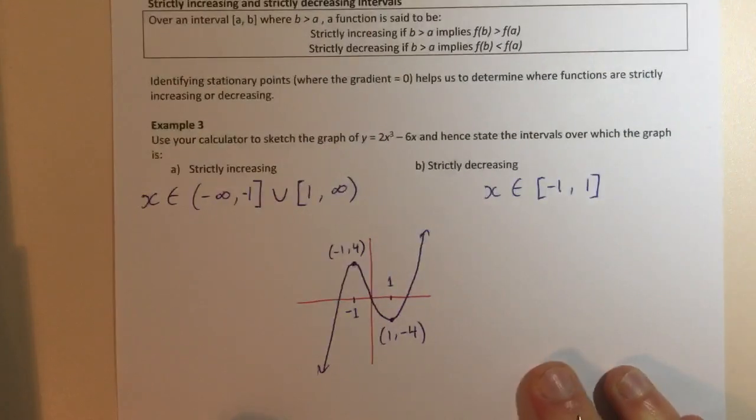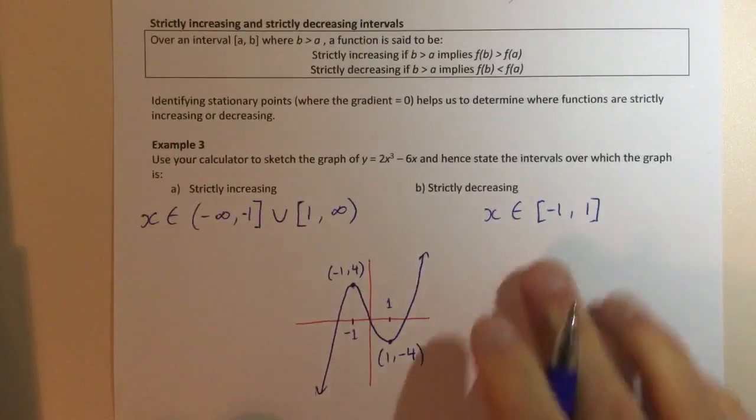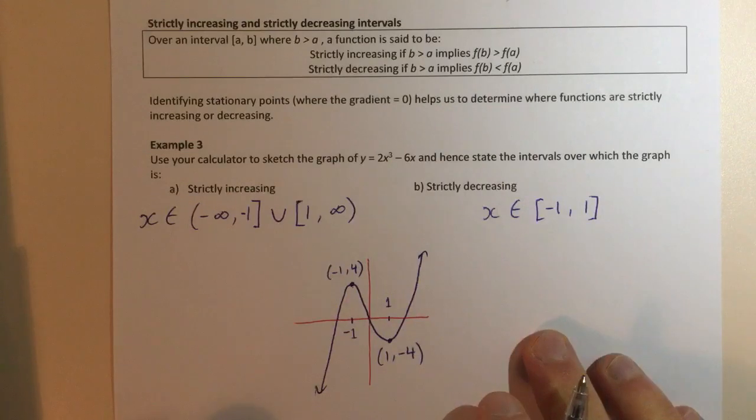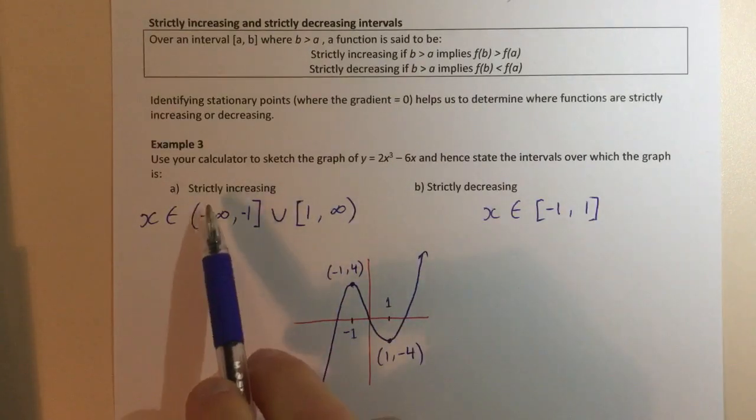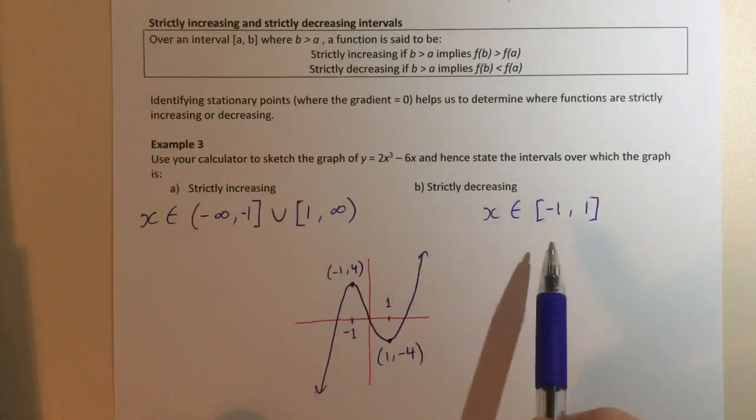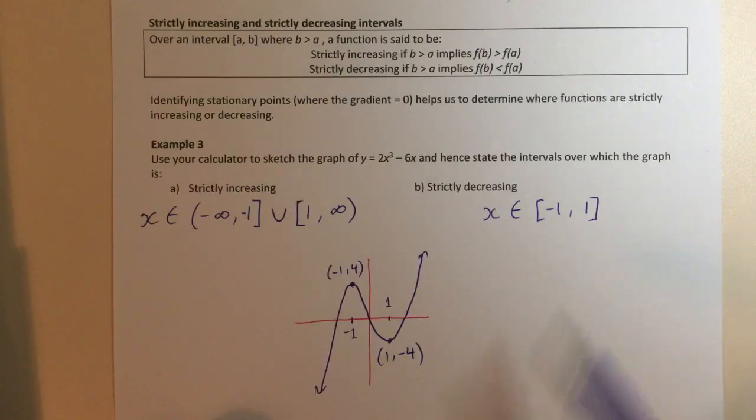Okay, so try your best to understand why we're including those endpoints, but as a rule, if the question's about strictly increasing or strictly decreasing intervals, typically what we're doing is including the stationary points in those intervals. Seems a bit confusing, but do your best to get your head around it.